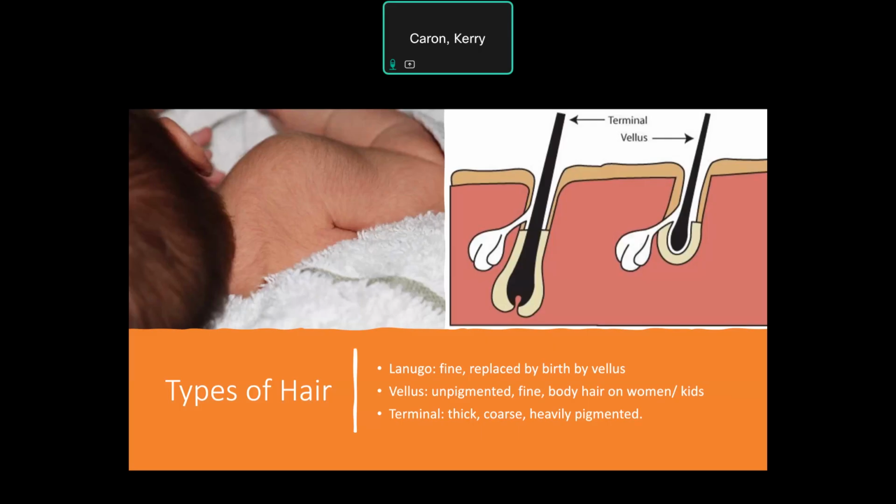And then terminal hairs are thick, coarse, and heavily pigmented. So those are a little different. So you can see in this picture, your vellus hair is kind of thin. It may have an oil gland attached to it. It's fine. Your terminal is thicker, more bold in color.